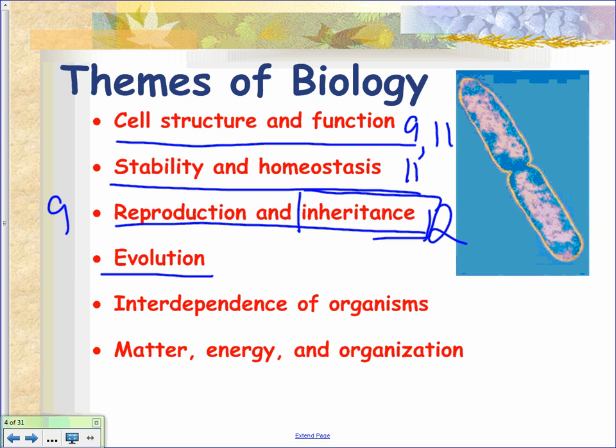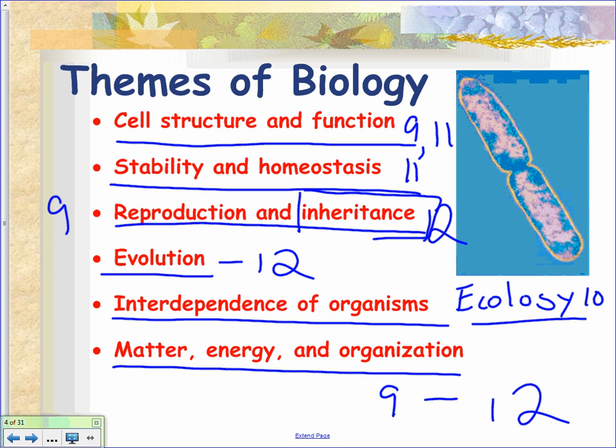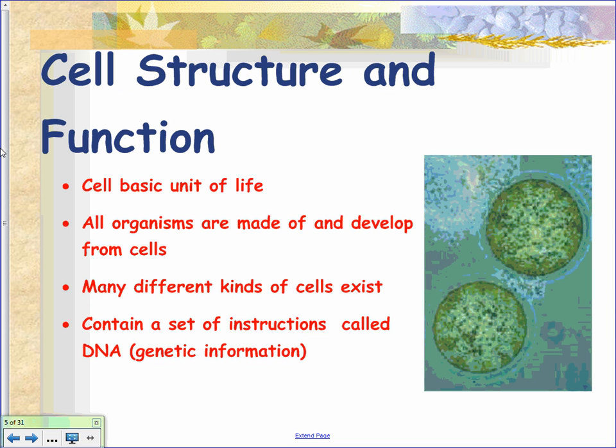One that we haven't covered but is very interesting is the idea and the theory of evolution, and we'll look at that in this unit. The interdependence of organisms, that's a fancy word for the science of ecology, which was grade 10 science. And the idea of matter, energy, and organization, and we talk about that from 9 to 12 in any science course. So looking very quickly at cell structure and function, cells are the basic unit of life.